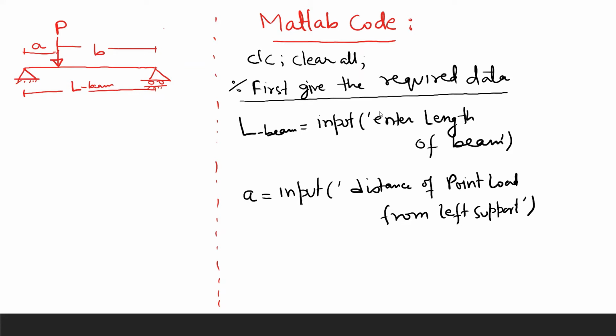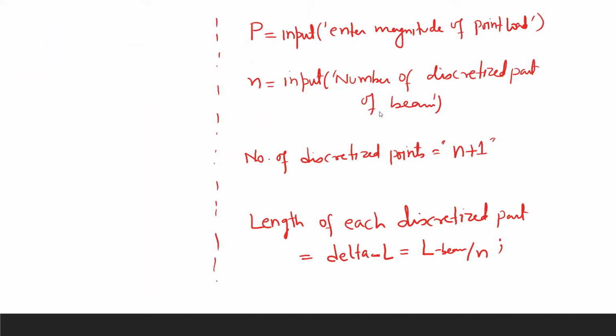So here it's written the same: a simply supported beam is given, and it is asking for the length as input. Enter the length of the beam, input the distance of the point load, what we have just discussed. Then enter the magnitude of the point load. Then it is asking for the input number of discretized parts of the beam, then the number of discretization points, n plus 1, because n is the number of parts.